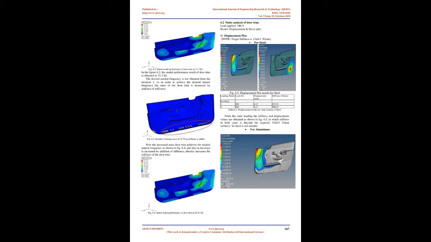Stiffeners are added to the door trim so that the required natural frequencies are obtained. Then 3 materials are selected and analyzed with respect to their displacement and stress under applied loads, and the suitable material is selected for the manufacturing process of the car door trim.